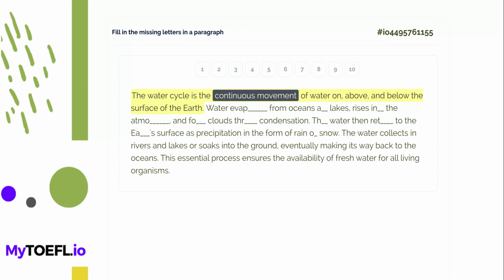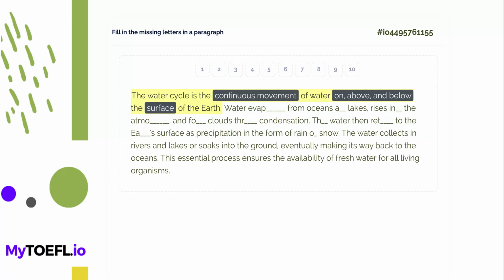It is always happening. Next, the words on, above, and below help us visualize the scope of this cycle, showing that it happens everywhere relative to the surface of the planet. Understanding these key words helps us expect words related to motion and location in the following sentences.